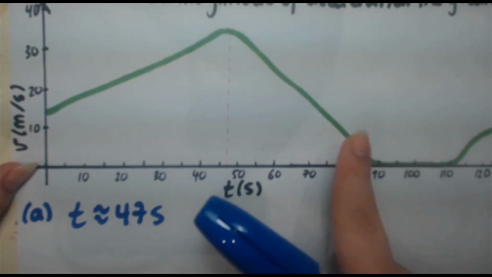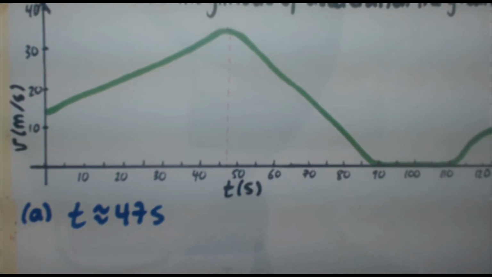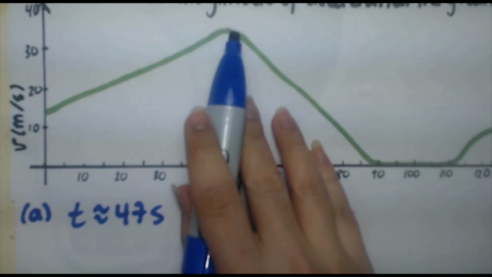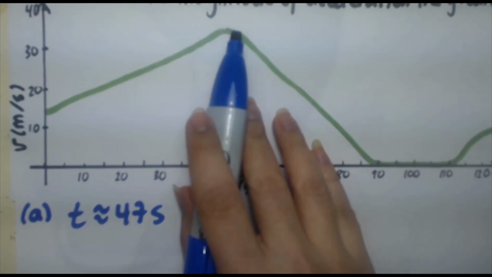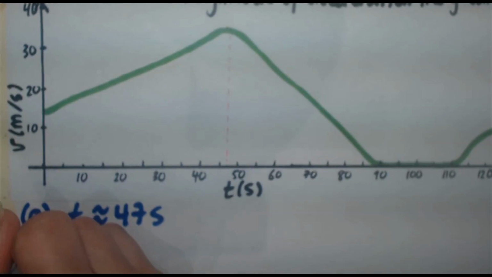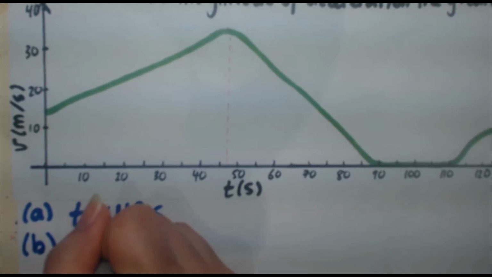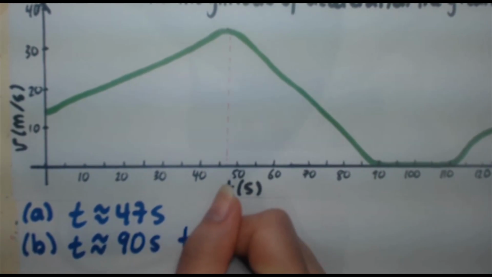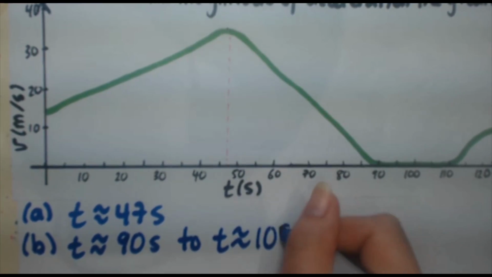Now, you might argue, hey, technically the slope of this graph is 0 up here, because you've got a peak. You could argue that, but it's asking for a period of time. This turn happens in an instant. So that's not technically a period of time during which the velocity is constant. It's just that instant when the velocity changes from increasing to decreasing. So we're not going to count that point. For B, the answer is the constant velocity occurs between t is approximately 90 seconds to t is approximately, well, I guess here it actually looks like about 108 seconds.